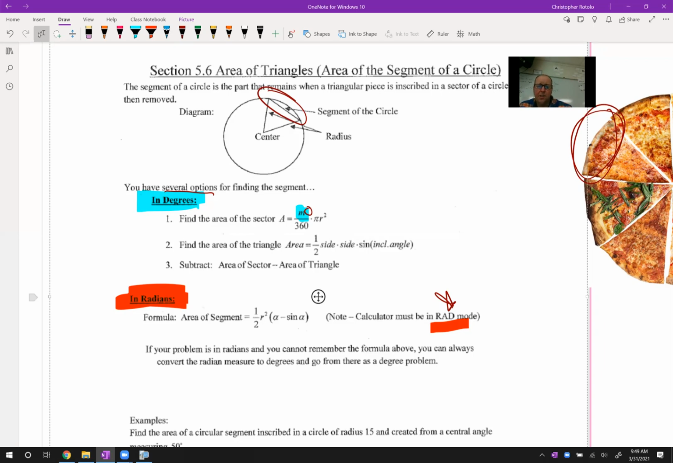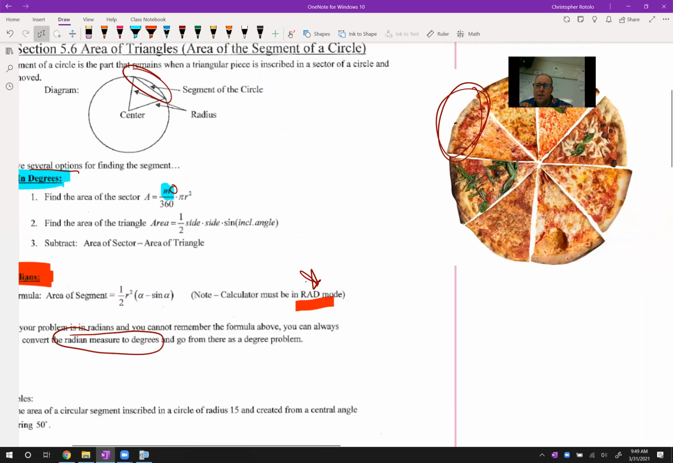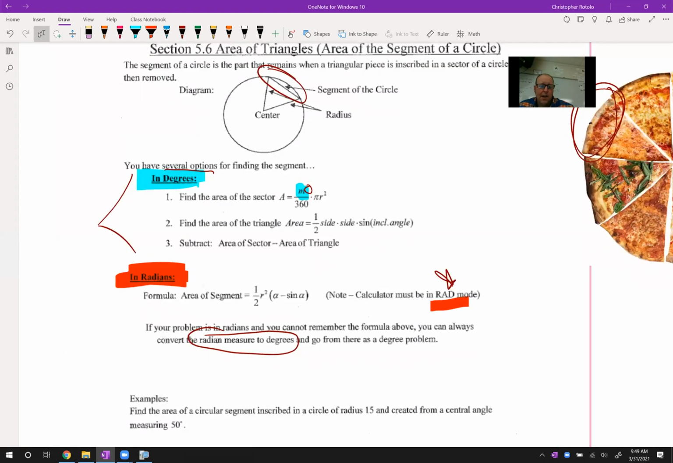Now there's a chance that you never actually need the radians formula. It depends on which one you like by the time you do this a couple times. You can always change it into degrees, so if you just want to go through one process, you can stick to just degrees. This pizza is making me really hungry up there. Oh man.